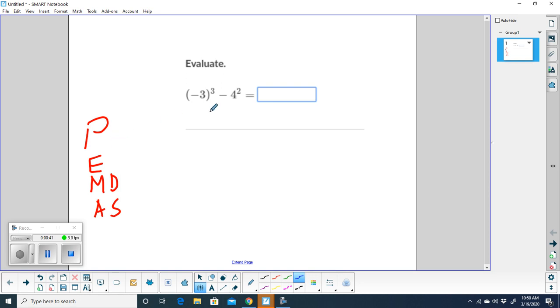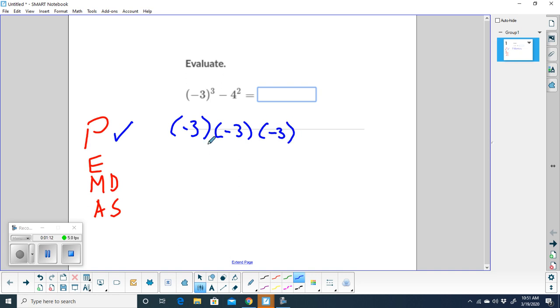There is a parenthesis up there, but it's just to let you know that -3 is the number that's being cubed. So we're done with parentheses. Now we look at exponents. And it looks like we have this and we have that exponent. So let's talk about what each of them means. This is -3 to the third power, which means literally -3 times -3 times -3.